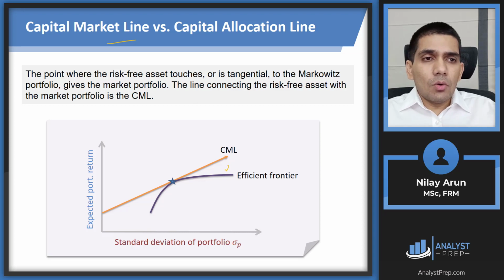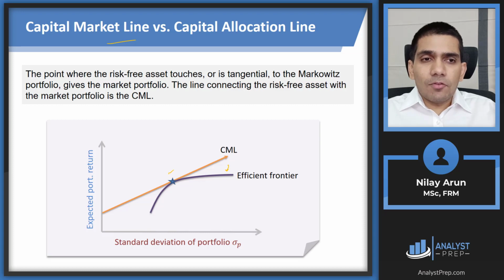Now, this was our original efficient frontier. If you remember, that's what we created, the upper part of the minimum variance frontier. So that was the efficient frontier. And that's your capital market line. The part where the CML is tangent to the efficient frontier, that is essentially going to be the market portfolio.